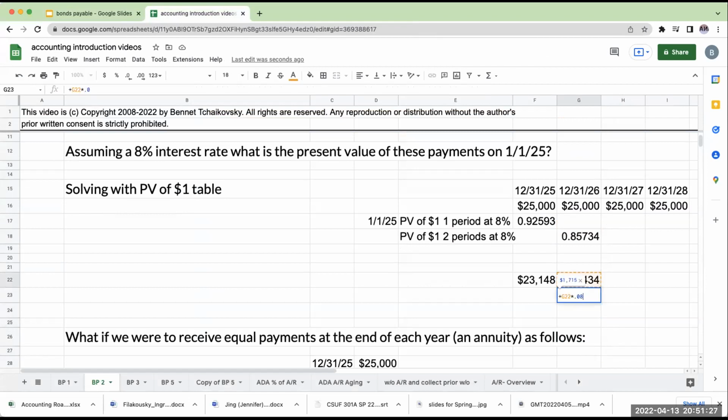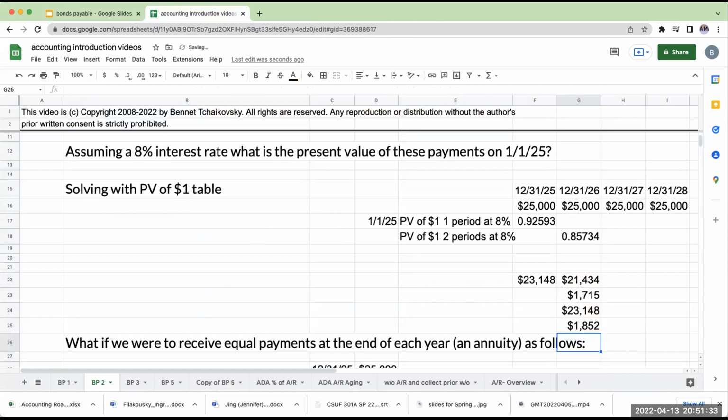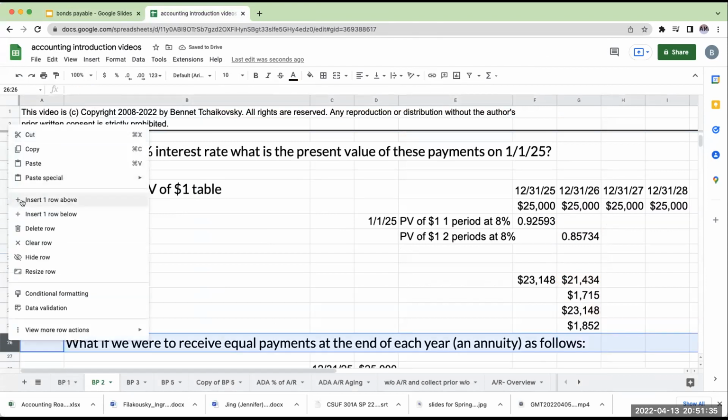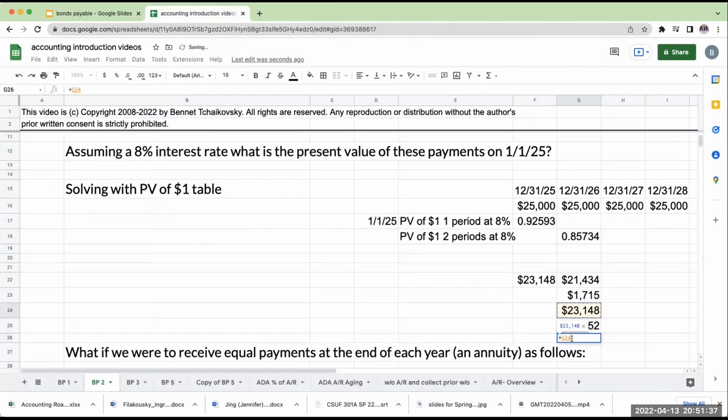But if I want to check my work, I get 1,715. I add this up. I multiply this by 8%. And if I add this interest on interest, I get 25,000. So that's how I know I did it right. You don't have to do that, but this is just going through and checking.